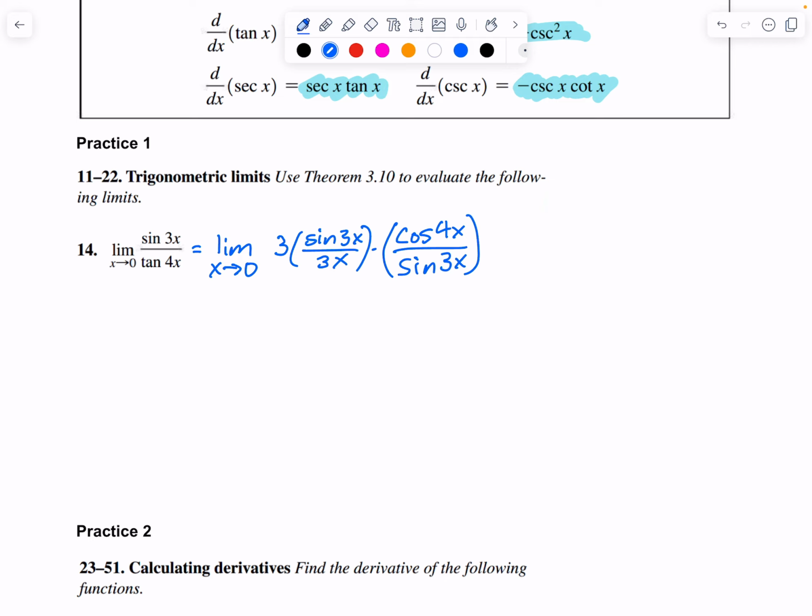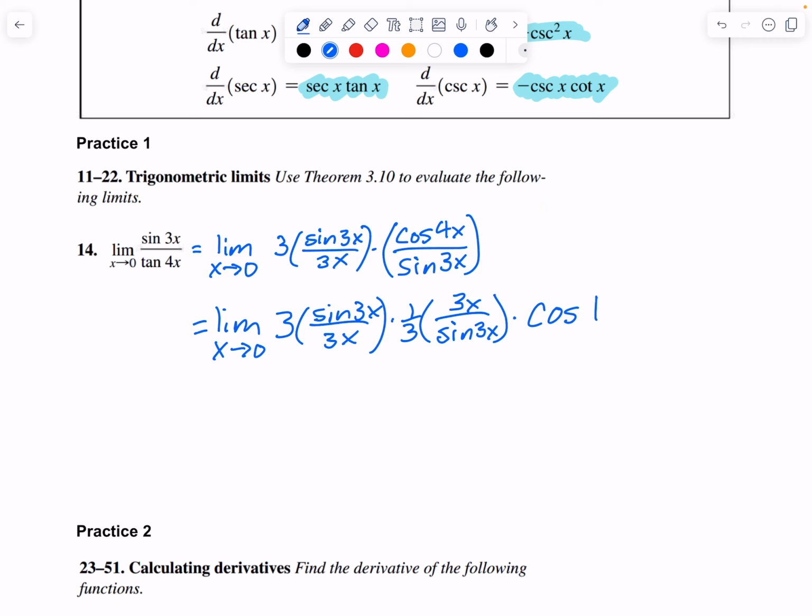All right, and then we're going to separate that out a little further. So we get the limit as x approaches 0 of 3 over sine 3x. Now we're going to do that thing with that sine there. So the sine, I need a 3, so I'm going to put a 1/3 here to cancel it, and I'm going to put a 3x over sine 3x. Right? And then we just have cosine 4x. I don't need to manipulate that because I can plug a 0 into cosine.